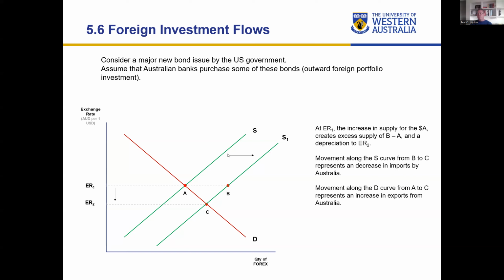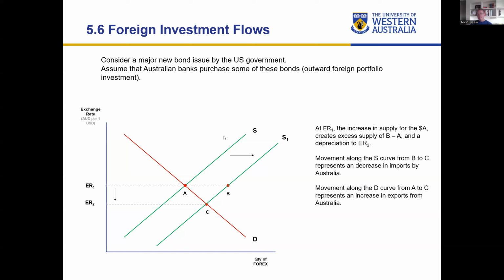As they do that, that will increase the supply of Australian dollars. So to buy those US government bonds denominated in US dollars, the Australian bank will have to enter the foreign exchange market, which is this market, and increase their supply of the Australian dollar. They'll do that so that they can supply those Australian dollars and exchange them for US dollars. And then once they have the US dollars, they purchase the bonds.